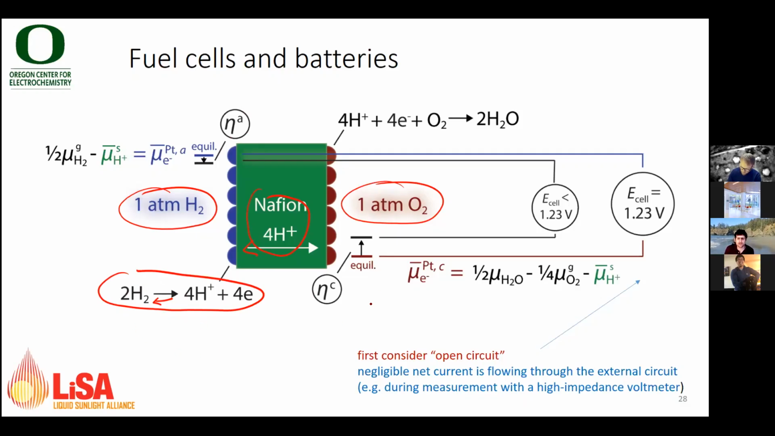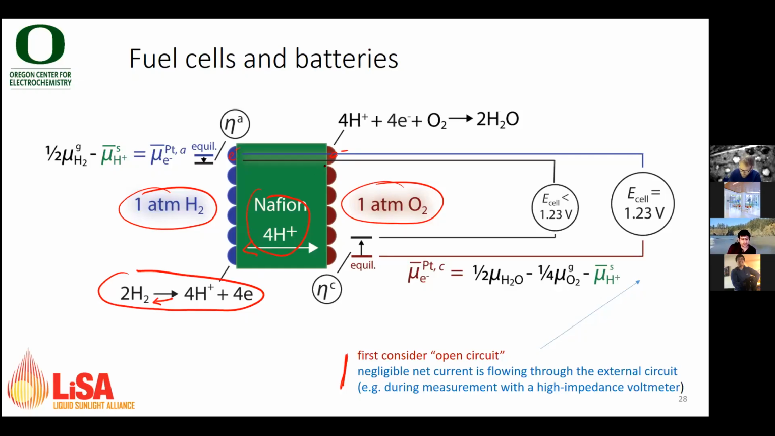What does open circuit mean to you guys? Ideally, there'd be no electron communication, right? So the electrons over here can't interact with the electrons over there. And so one way to do that, as you're right, James, would be to have no wire.